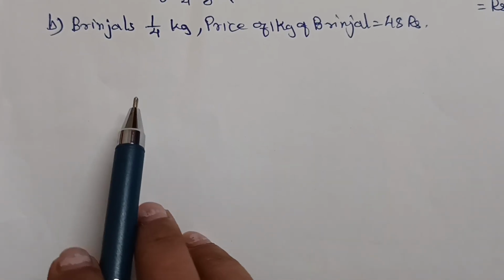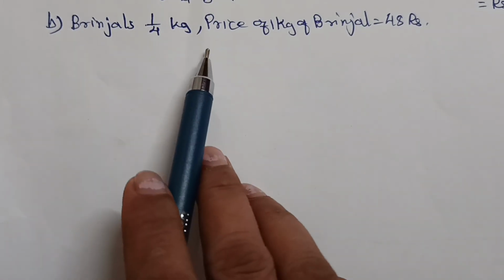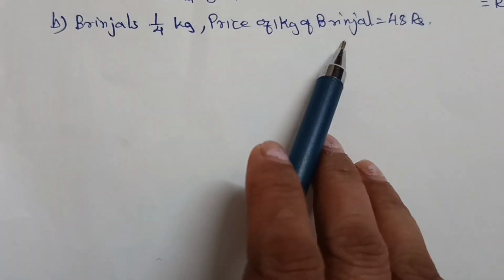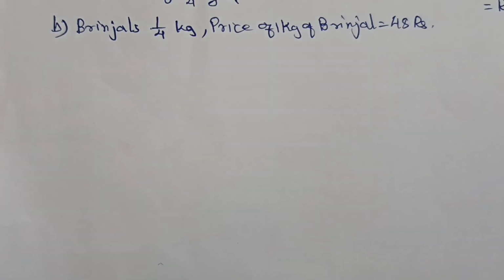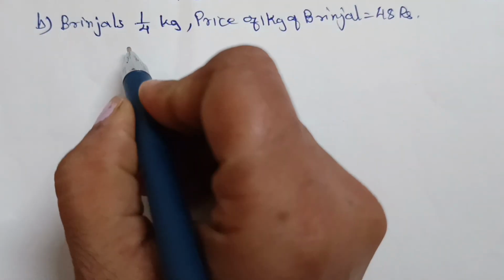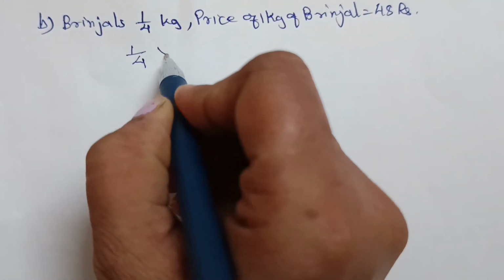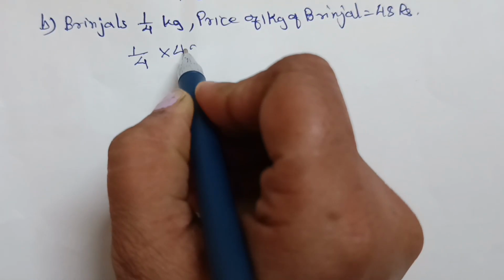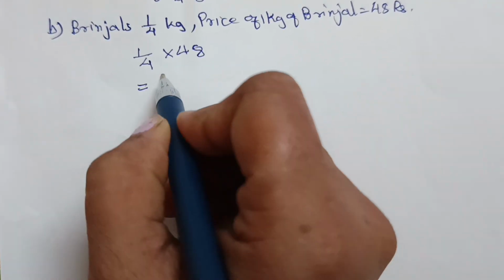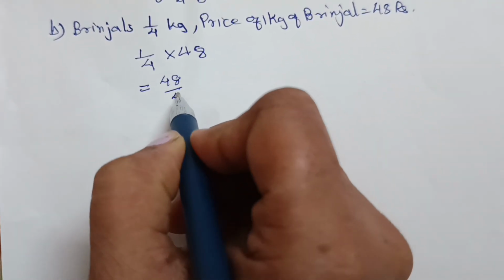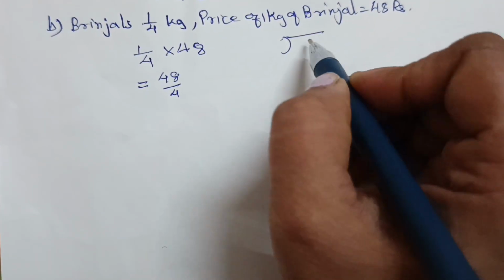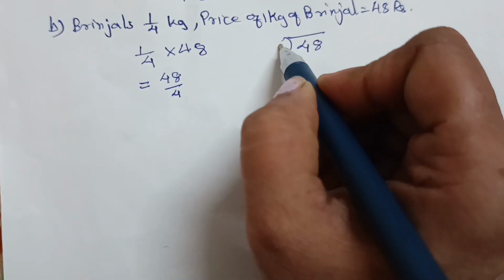Now we have to find out the price of brinjals. That is 1/4 kg of brinjals, and 1 kg of brinjal costs 48 rupees. So 1/4 into 48 is equal to 48 upon 4. That means we have to divide 48 by 4.